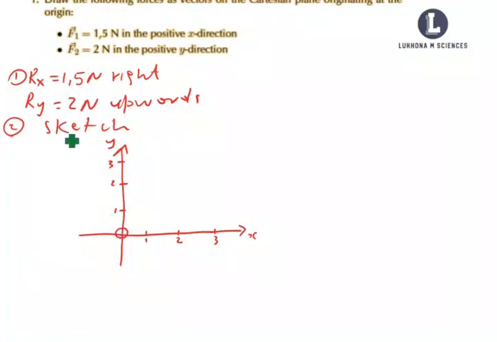So we have x, which is 1,5 to the right. This is force number 1, which is 1,5 newtons. Then we have y, which is 2. That is F2, 2 newtons. Now we need the resultant force.